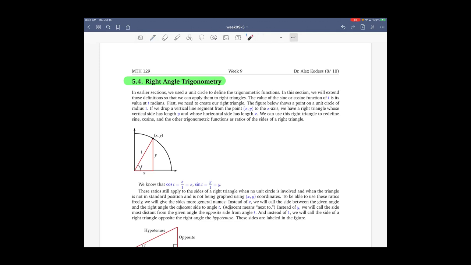Suppose first that we do have a unit circle, and we choose a point with coordinates x, y on the unit circle that corresponds to angle t, as always. So here, of course, x is cosine t and y is sine t.